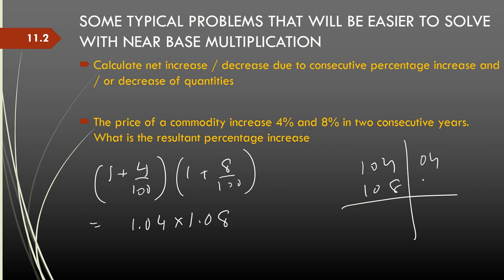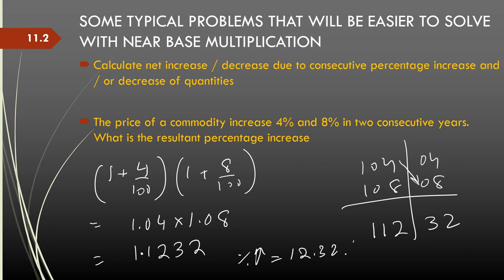Both are close to 100. Your right side is 4 eights are 32, and your left side is the cross addition, 112. So this will be 11232. I have a decimal after four digits, so it's 1.1232. So the percentage increase is equal to 12.32%. You subtract 1 from this, you will have 0.1232, that is nothing but 12.32%. So just by looking at the question, with some practice you will be able to say 4% and 8% consecutive increases will result in 12.32% increase.